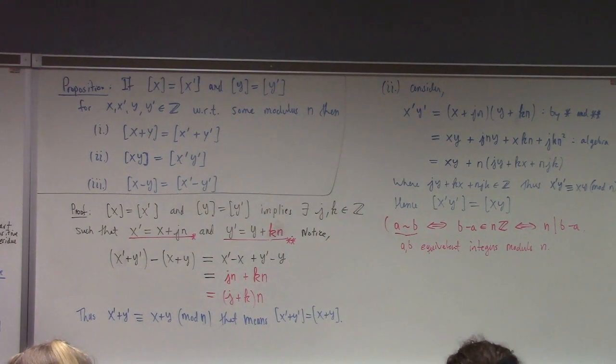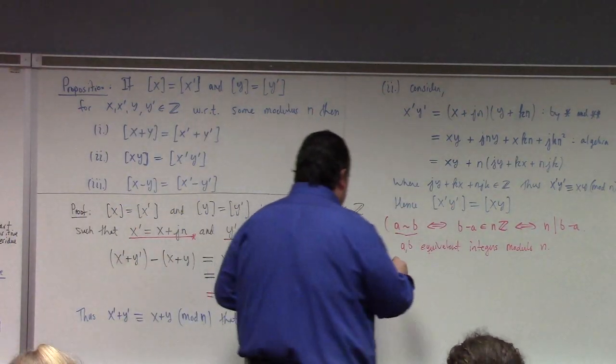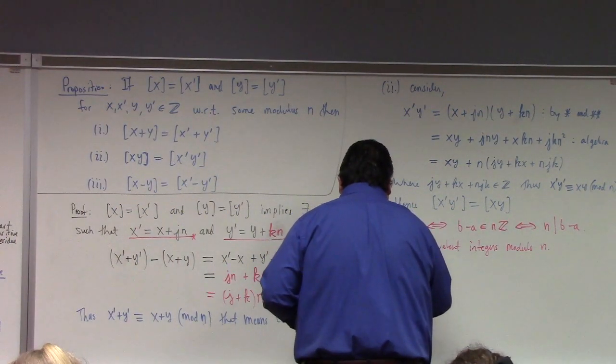And then what's left is the proof of 3 is similar, right? Let me just stop here. I think this is enough for us. Proof of 3 is similar.